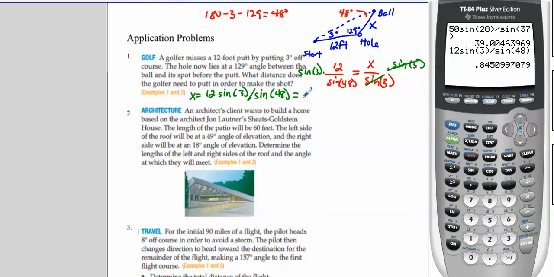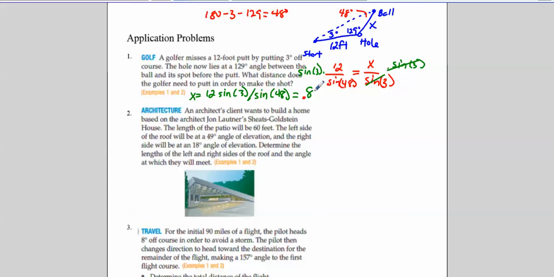Alright, and you get 0.85 feet. So it was actually pretty close. Even though you shot 3 degrees off, the ball was pretty close to the hole, only less than a foot away. So hopefully you have a pretty good chance still of making that second shot.